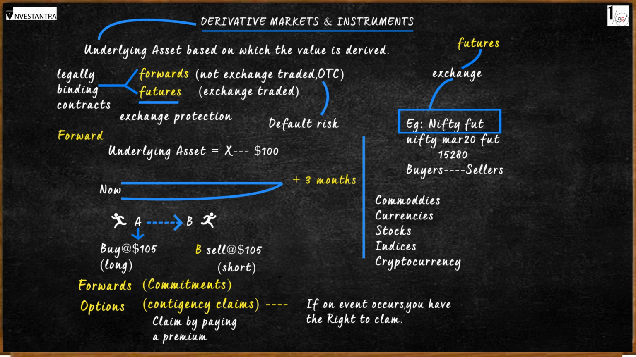In options, I'm going to come and give you 5 rupees and say, if this crosses a particular threshold, then you have to pay me. If it doesn't cross, you keep the money. So I am actually creating a contingency claim. I'm creating a claim by paying you a premium. Okay. So again, we have not gotten into what call options and put options are. This is a very layman's explanation.